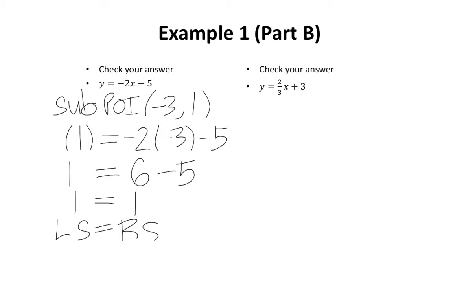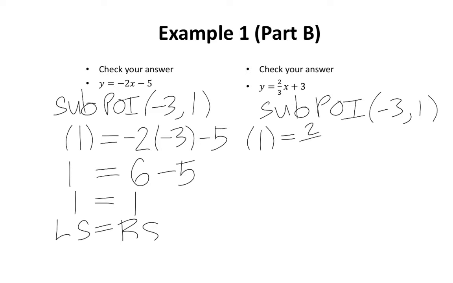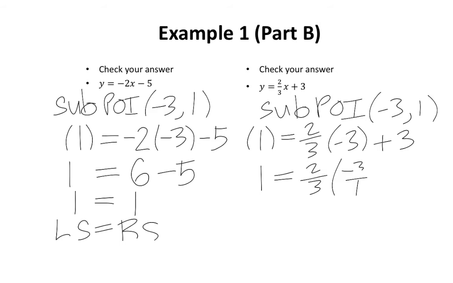We're going to do the exact same process for the second line. We're going to sub the same point of intersection, -3 and 1. So instead of writing y, I'm going to write 1. Instead of writing x, I'm going to write -3, and that +3 stays the same. This one, you can take it out of the brackets. Now, a lot of students have trouble with this part. -3 is the same thing as -3 over 1.